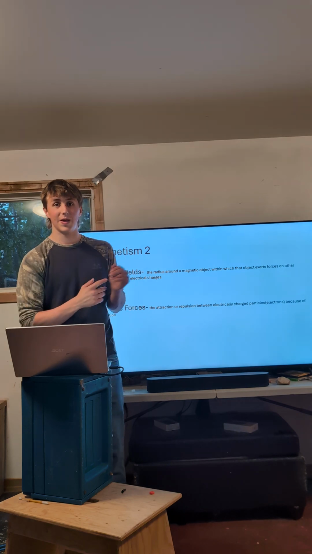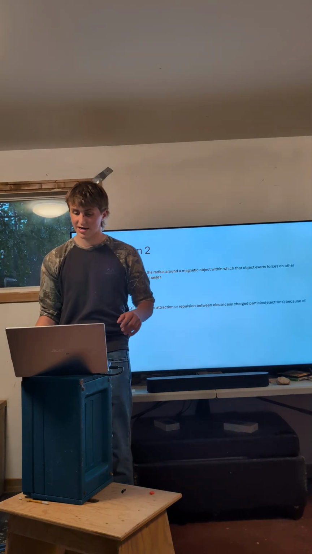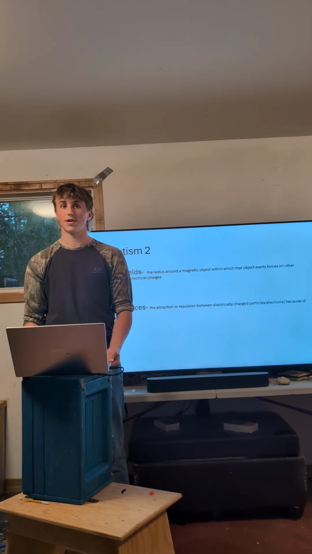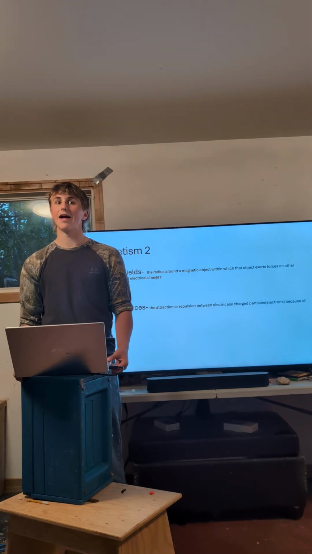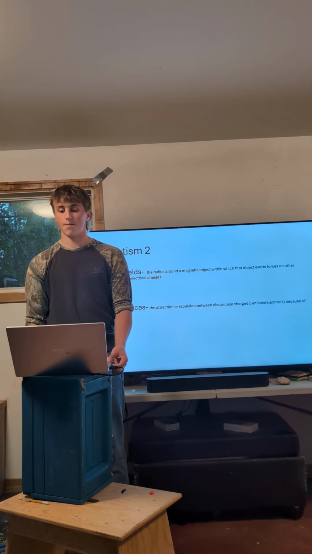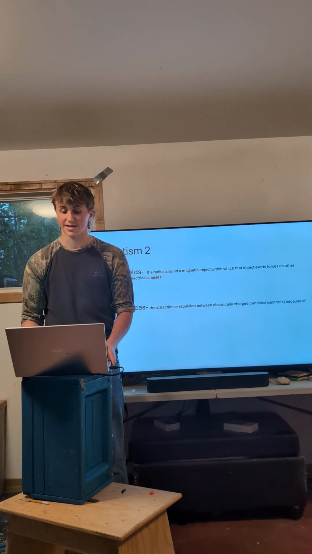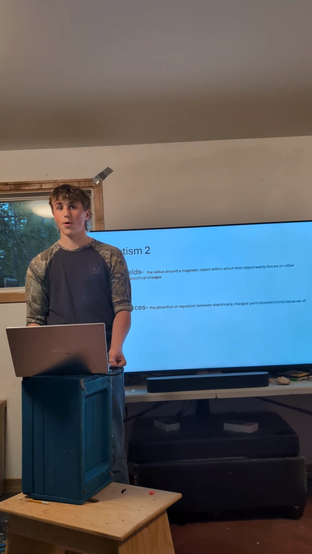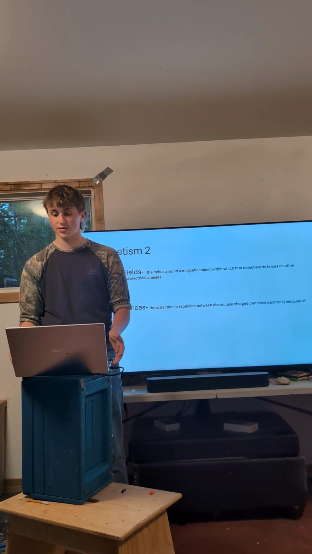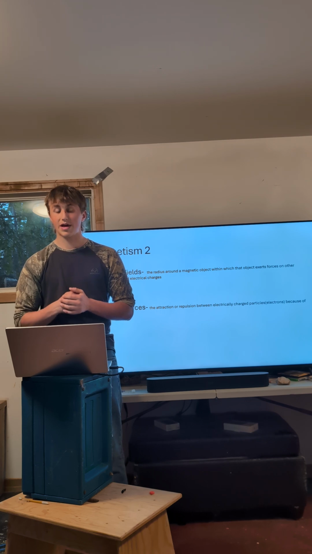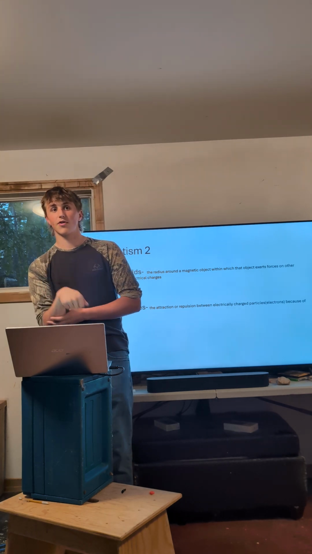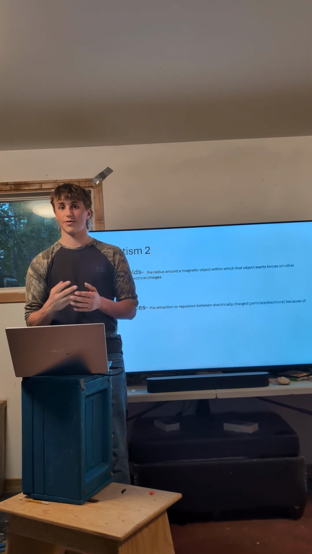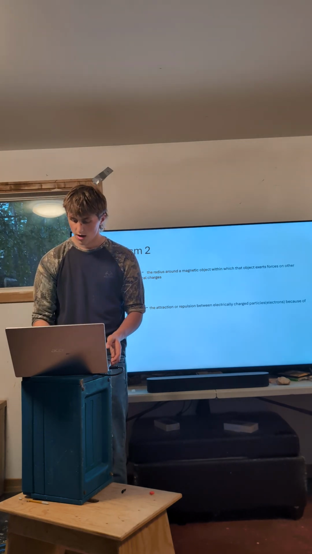And then the other components of magnetism are magnetic fields, and that's the radius around which a magnetic object or flow of current that creates a magnetic field by the motion of the current can exert force on other charged objects. Magnetic forces are the attraction or repulsion between electrically charged particles, electrons, because of their motion. So because of how they're moving, they have a pull or push on each other, and because of how they're charged, that also affects it.